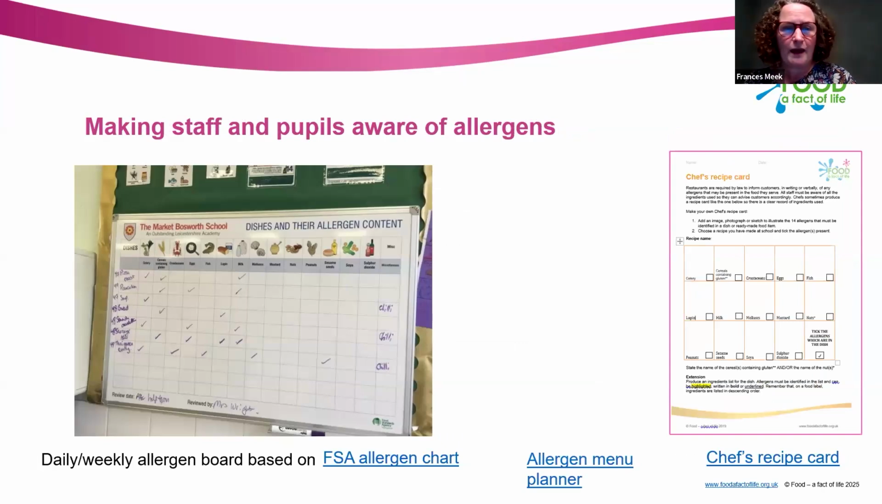Making staff and pupils aware of allergens. I came across this notice board in a school a few years ago, and I just thought it was absolutely fantastic. What the technician had done is they had taken a chart from the Food Standards Agency, which has the images and the names of each of the allergens, and they had it printed onto a whiteboard. Then at the beginning of the day or the week, the technician puts the directed ingredients or the directed recipes on there. This doesn't come down to what the pupils are bringing in to make their own recipes, perhaps in year 10 and 11. This is what the teacher is telling them that they're going to make. And they will then identify on this board what the allergens are in those particular recipes.